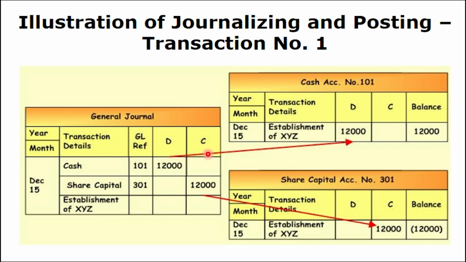This would be the journal entry, cash to share capital. This is the establishment of XYZ. This is a description. So how is this journal entry made? Cash account is debited, share capital account is credited. So how this information has to be taken to the ledger account, how posting has to be done: first I identify the two accounts. The first account to be debited is cash.